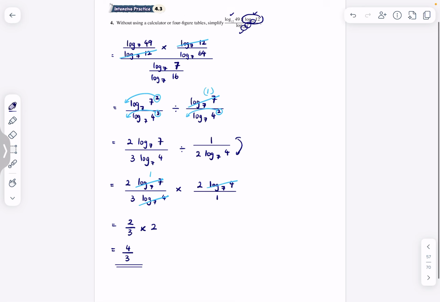So this is how to do it in the simplest way I can think of. That's it.